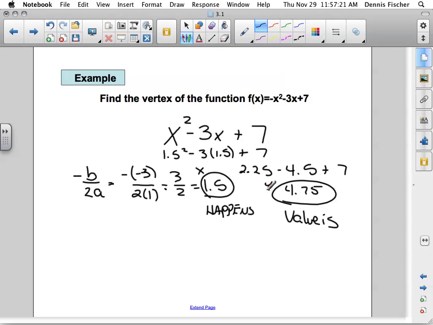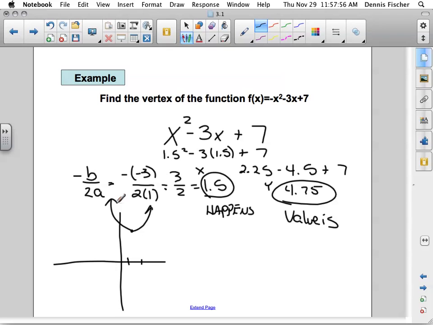Question number 5 was, does it touch the x-axis? I'm going to say yes. No, I'm going to say no. Where's my vertex at? 1.5, and right there's my vertex. Which way is it opening? Up. Is it going to touch the x-axis? No. Not going to touch the x-axis. How do you figure out where it touches the y though? Okay, now we'll get there.